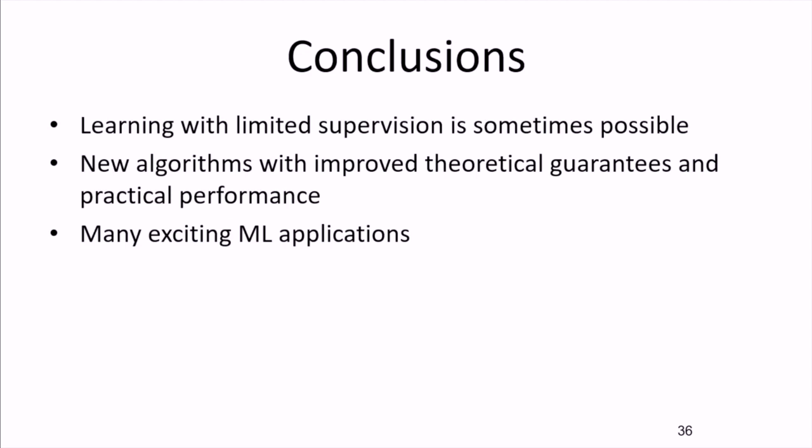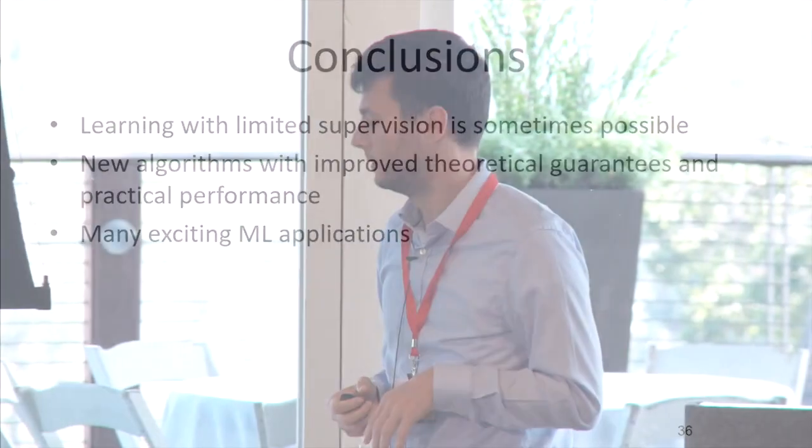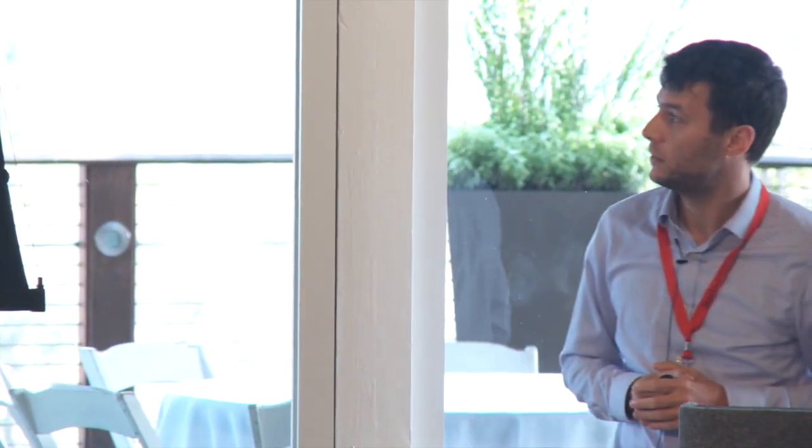So to conclude, learning with limited supervision is sometimes possible. It requires new algorithms, new models. We in the Stanford ML group are working a lot on these kind of problems, and so there is a lot more we can do. It's a huge resource, all this unlabeled data that is available out there, and can really enable a lot of new exciting ML applications. Thank you.